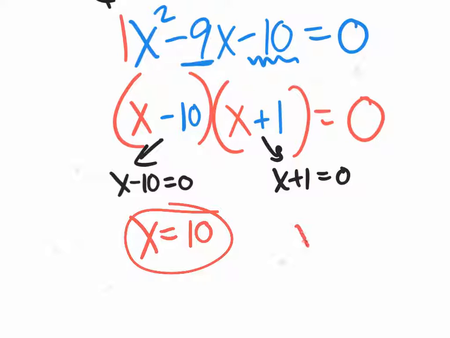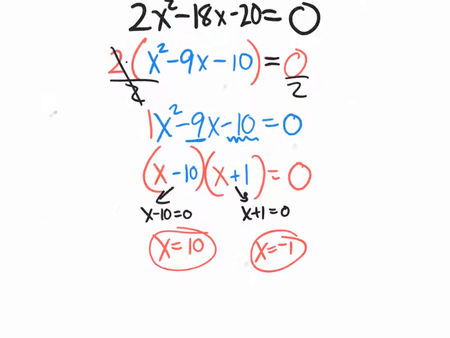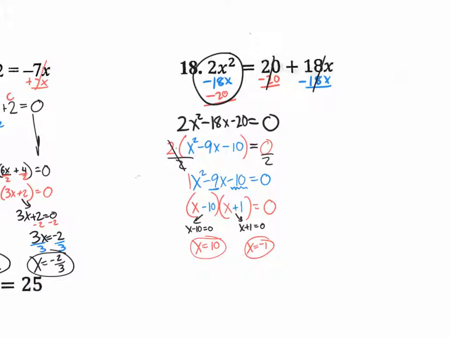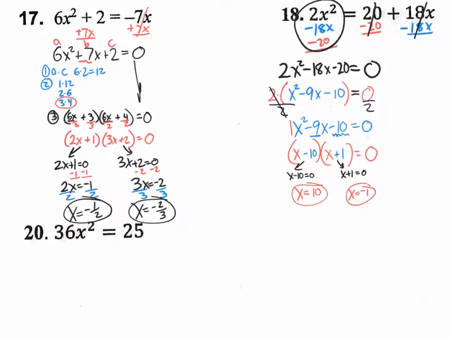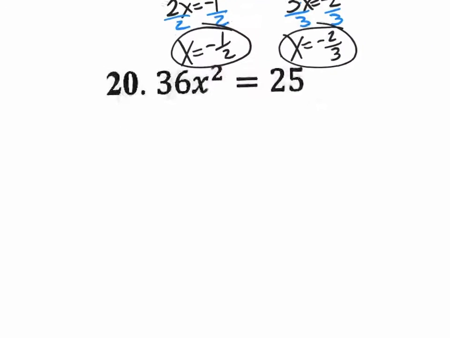And the other one? Negative 1. Those are your two answers for that question. Number 18 on version B. If you have version A, it's a different question altogether, I think.